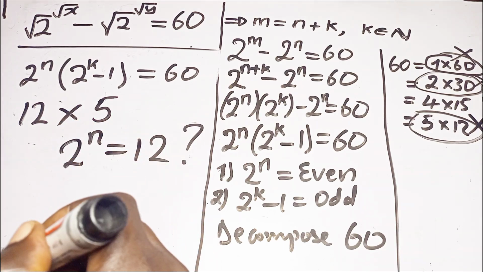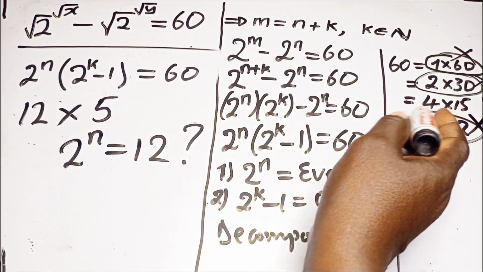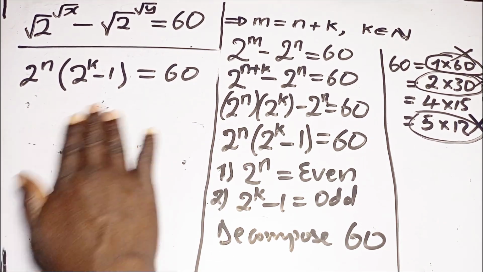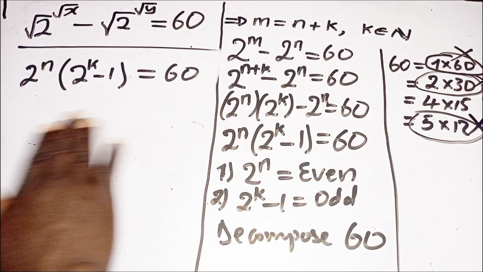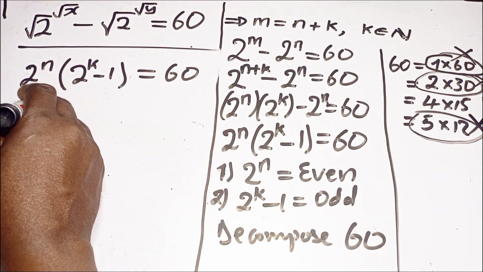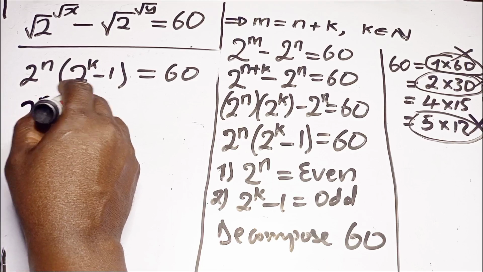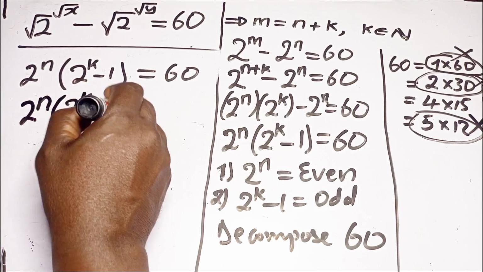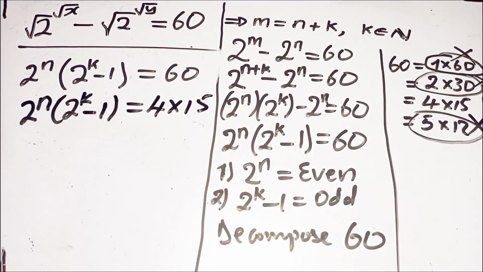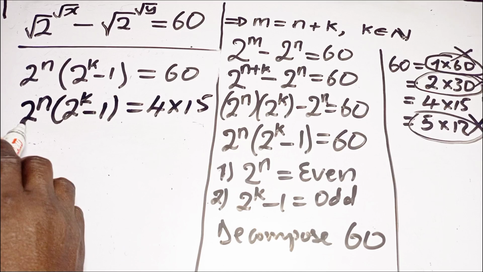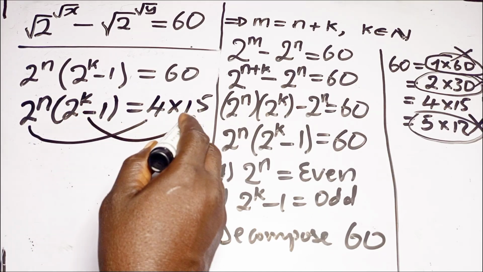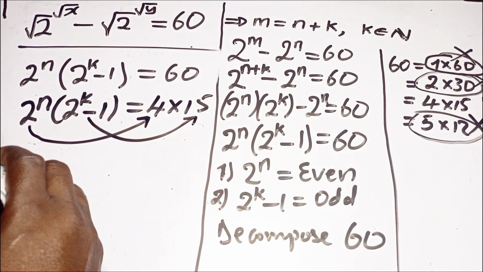So we are left just with the choice 4 multiplied to 15. That's the choice that we have finally. So we will now write it in the place of 60. Let's work out that one. So 2 to the n into 2 to the k minus 1 is equal to 4 multiplied to 15. So we have this product giving us this product. Even goes with even, and odd goes with odd. So let's form the two equations.